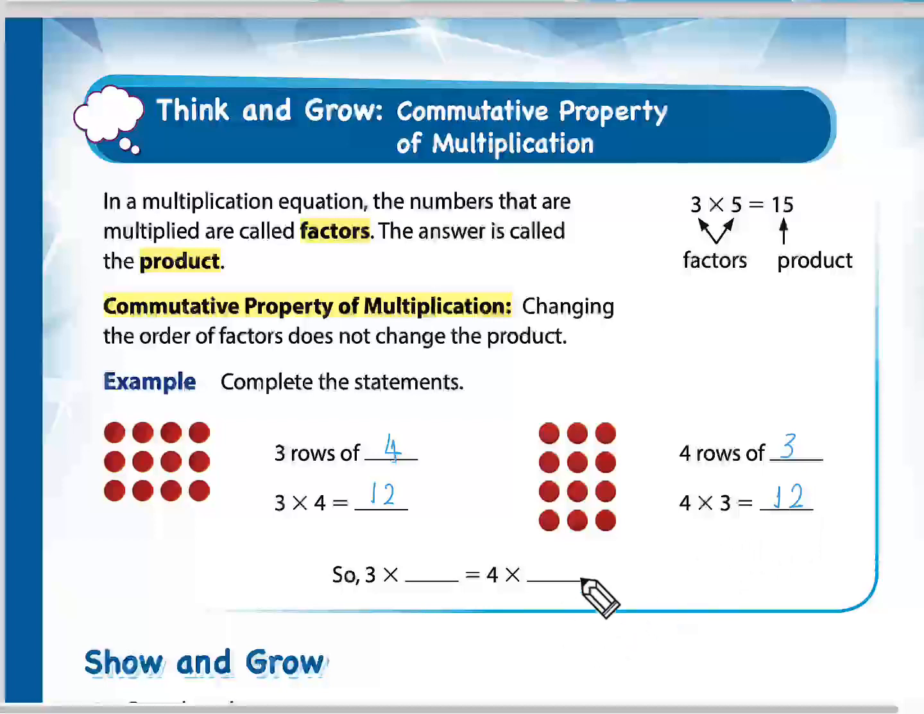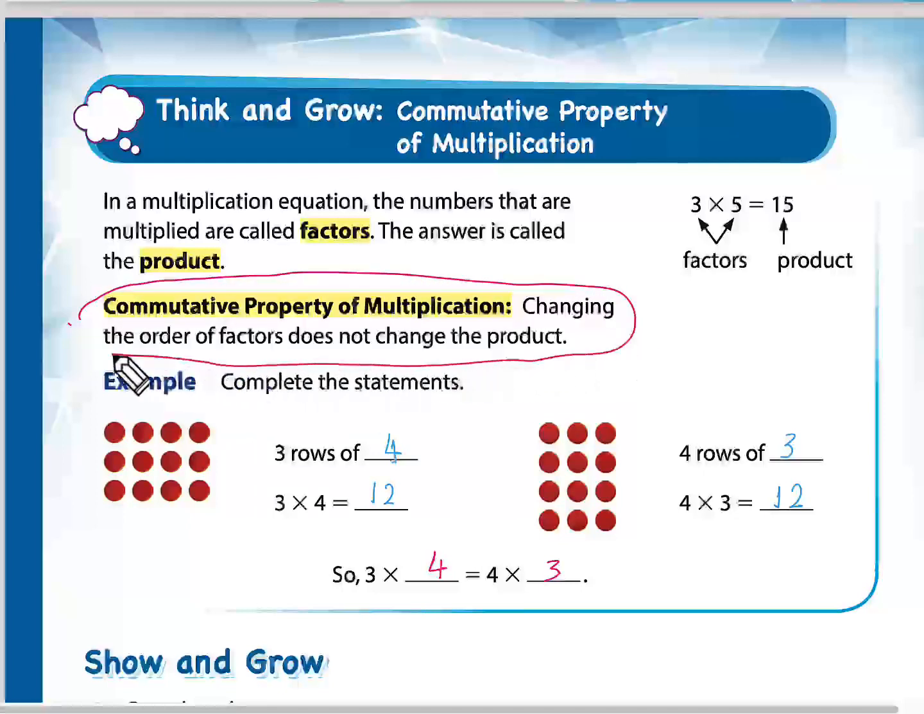Great. Okay, now we have the commutative property. So 3 times 4 equals 4 times 3. And here, my heroes, we have the commutative property of multiplication. This one, circle it. Commutative property of multiplication: changing the order of factors does not change the product. Changing the order of factors does not change the product.